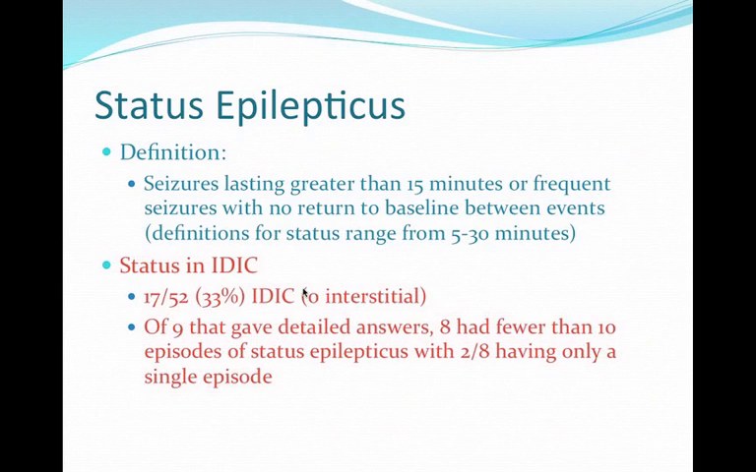And of the 9 that gave us really good detailed answers, 8 had fewer than 10 episodes, with 2 of 8 only having a single episode of status. So again, with these numbers likely inflated due to the nature of the survey, it's not as common as some other genetic disorders where we see a lot of status. So it does happen, but it's not super common.